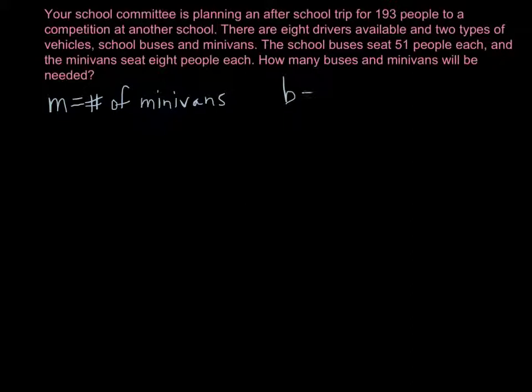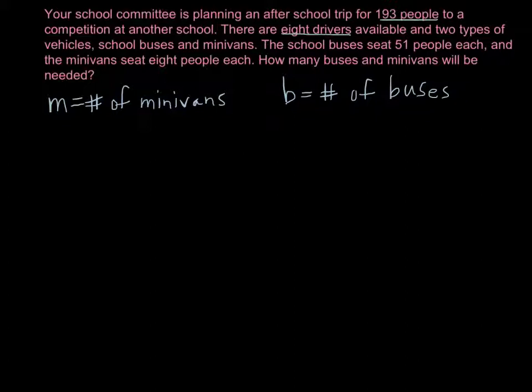And B equals the number of buses. I apologize if my B's look like 6's, but I want to use variables that make sense for the situation to make it easier. Okay, so we've got some important information here. We've got 193 people, that's important. There's 8 drivers, so that means we can only take 8 vehicles.